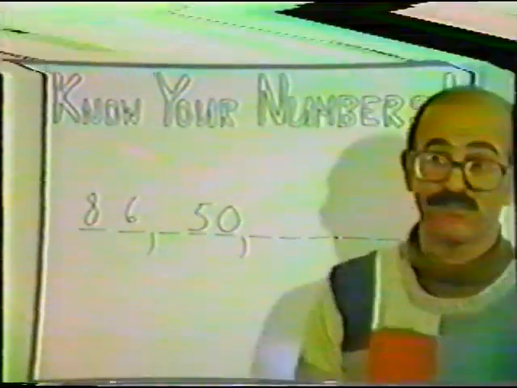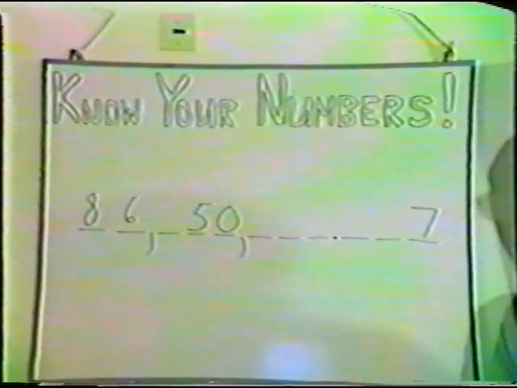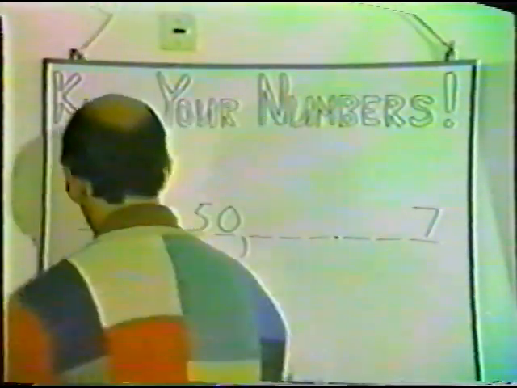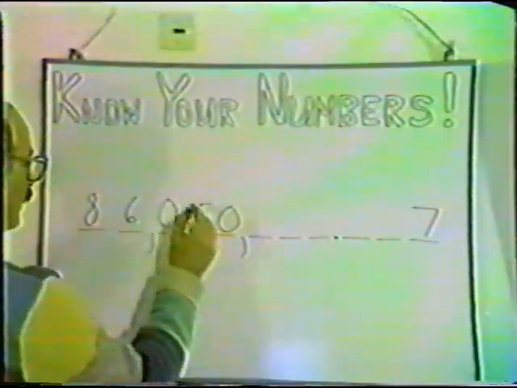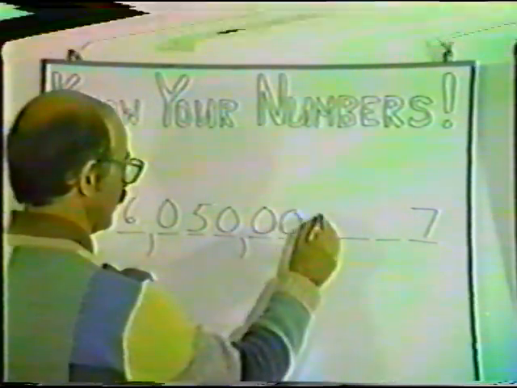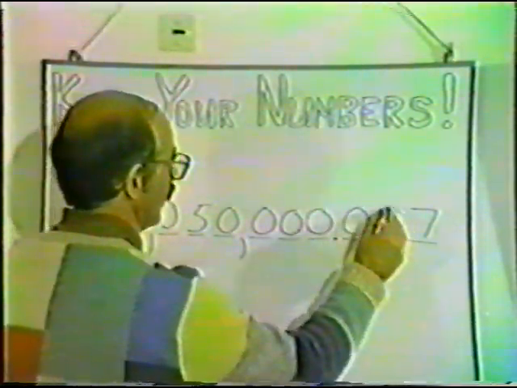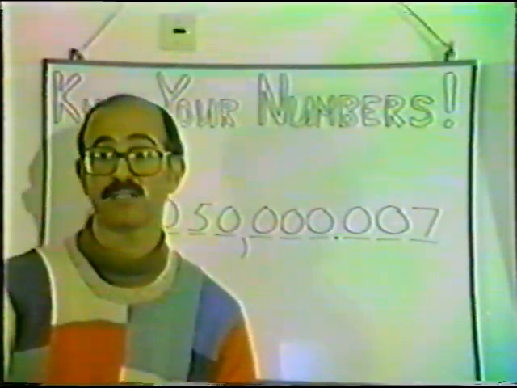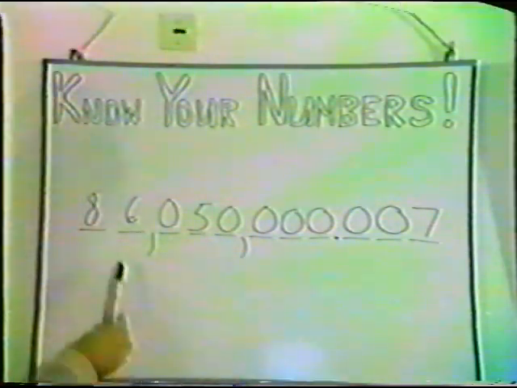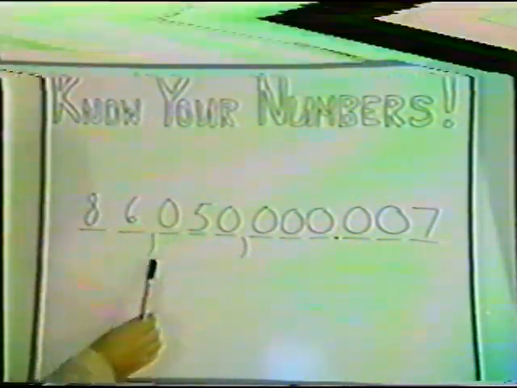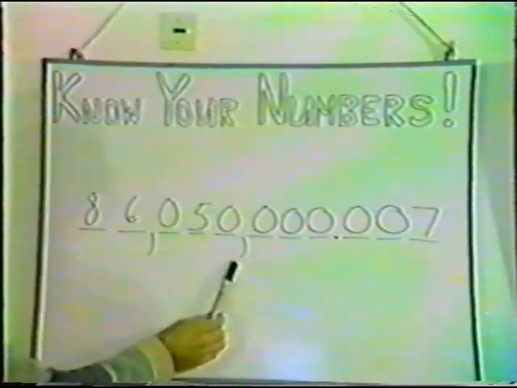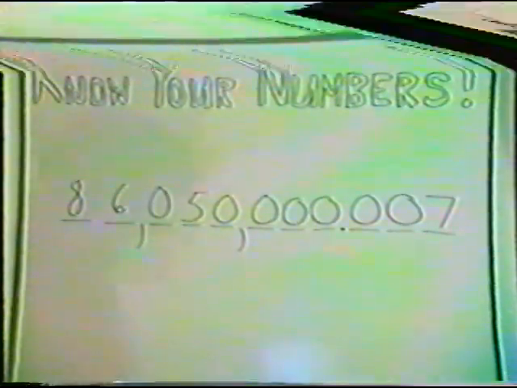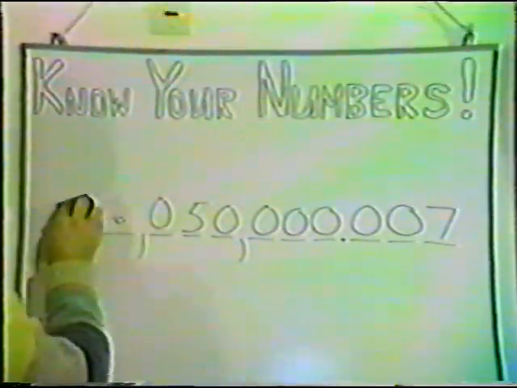Have we done it? No. Is it finished? No. What's missing? Zeros. Let's put them in. 1 here, 1 here, here, here, here, and here. Now let's look at our number and read it back to ourselves and see if we did it right. 86,050,007. Very good. All right, we'll do one more.